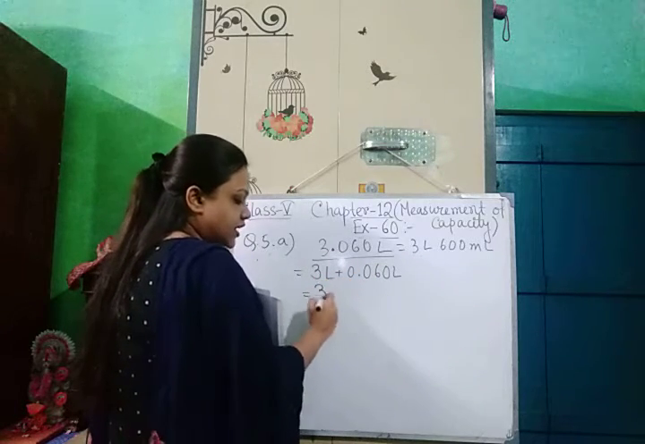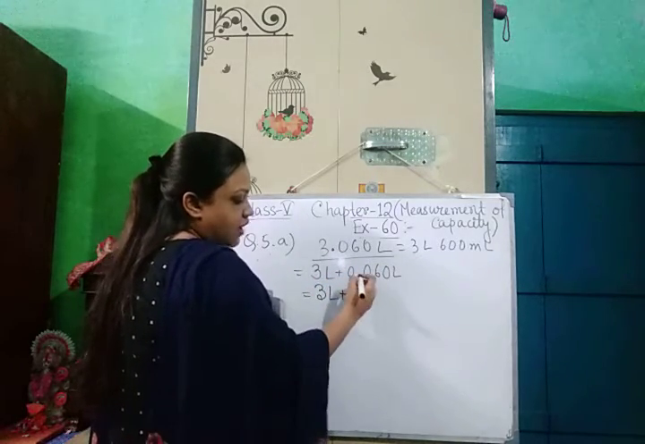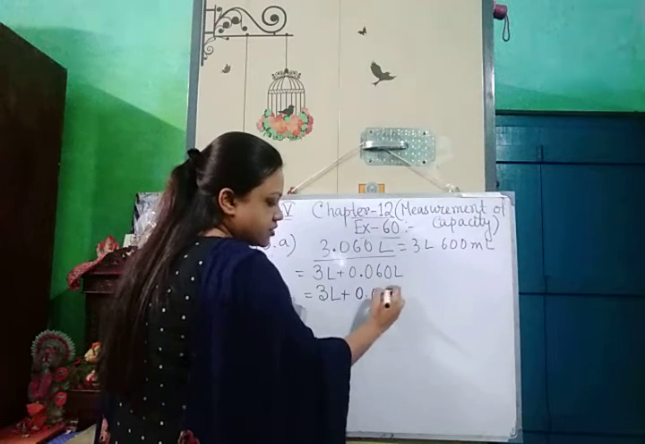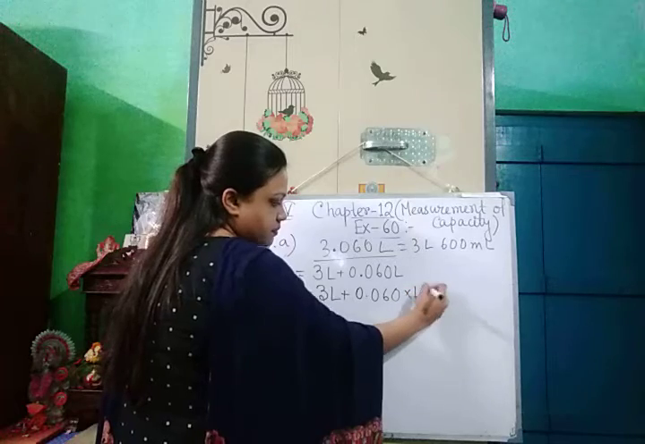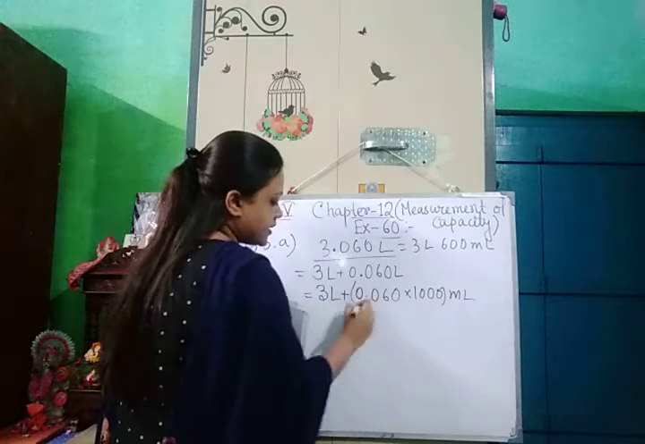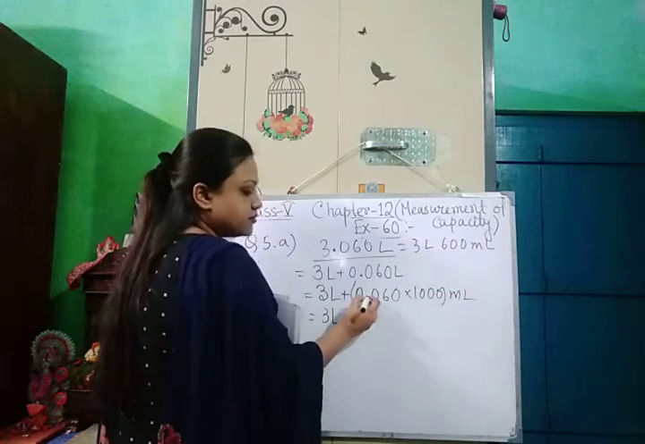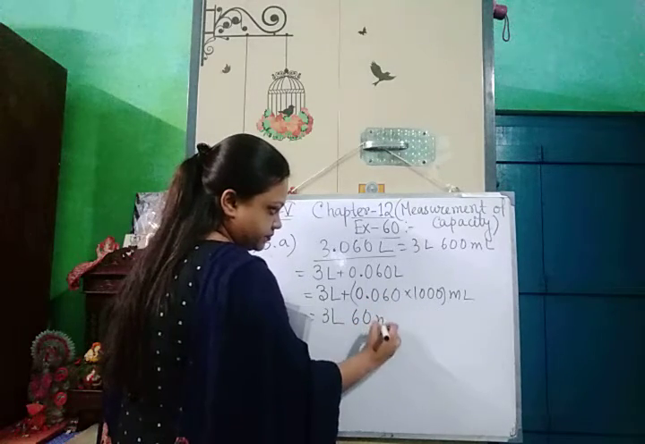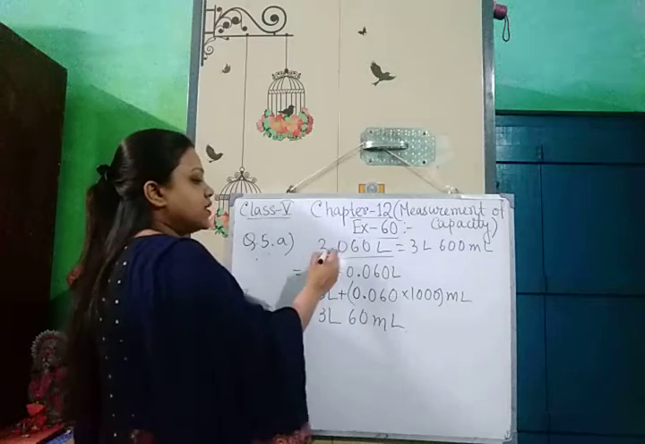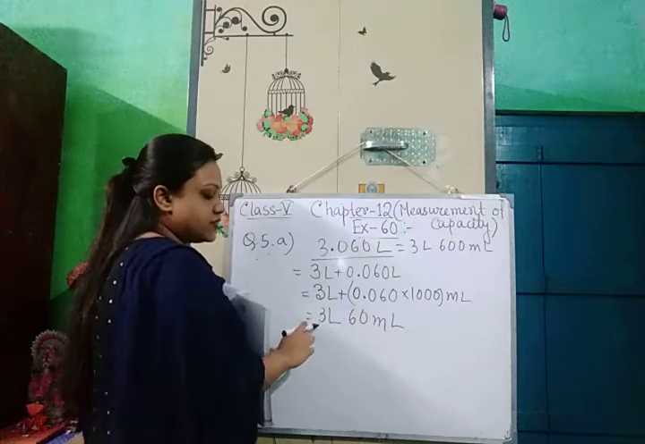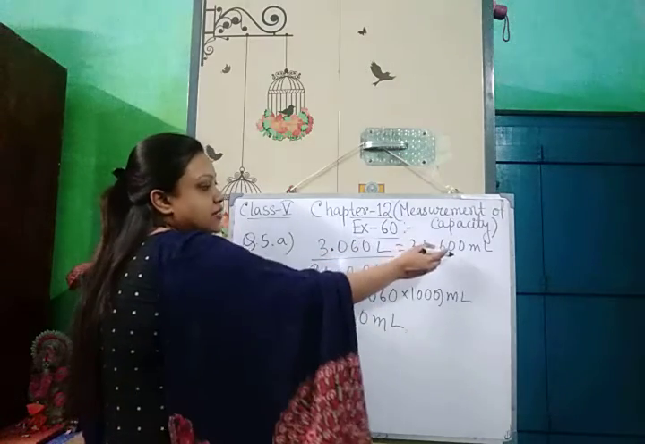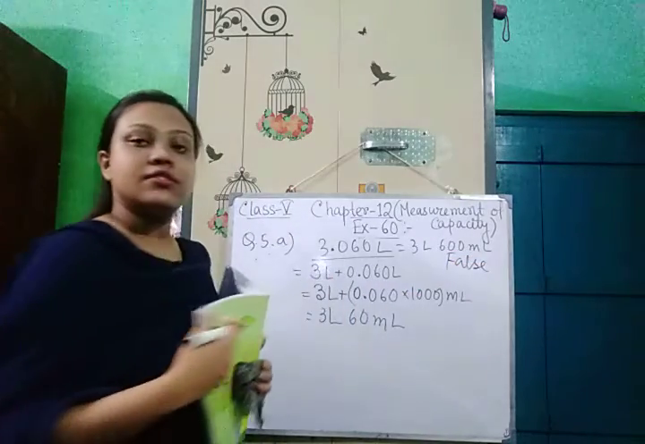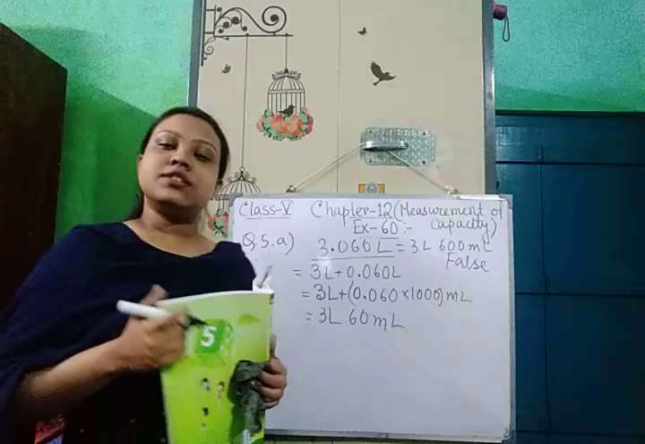3 liter will be unchanged, 3 liter plus, how can we convert liter to ml? By multiplying it by 1000. So 0.060 into 1000 ml. Now see, it's 3 liter and the point will move to the right 3 places, so it will be 60 ml. So you can see 3.060 liter means 3 liter 60 ml, but it is given as 600 ml. So that statement is false. So the given equation is false.